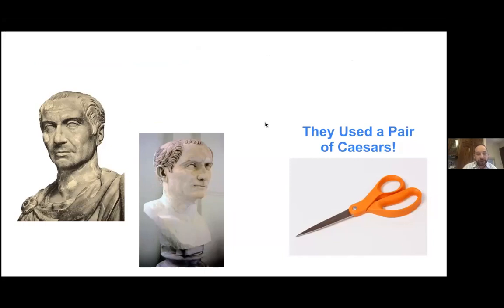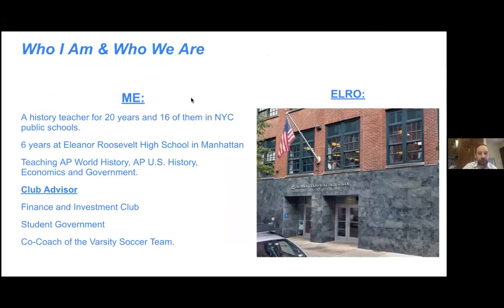So let's start talking a little bit about myself and the program that we have at Eleanor Roosevelt High School. I've been a teacher for 20 years, 16 of them in New York City public schools, 6 years at Eleanor Roosevelt High School in Manhattan. I'm primarily a teacher of AP World History, a little bit of AP US History, and a little bit of economics and government. I'm the club advisor of the Finance and Investment Club, Delro, the student government. I co-coach the Varsity Soccer Team. I also have two other clubs that I help with. So basically, I am extremely busy.